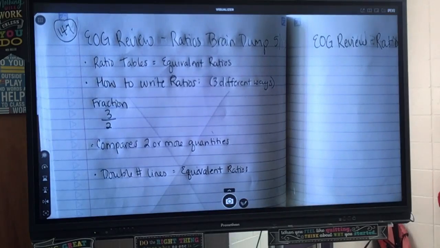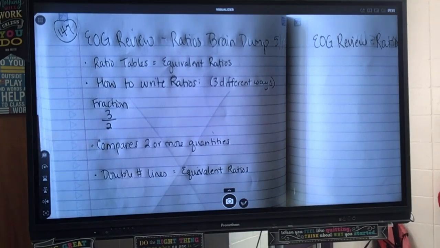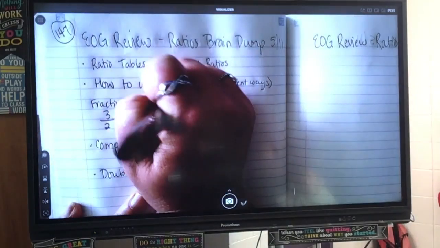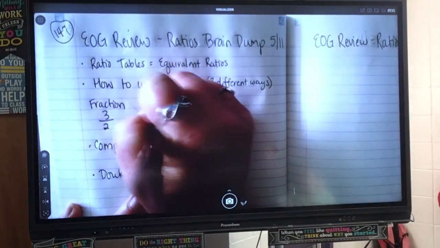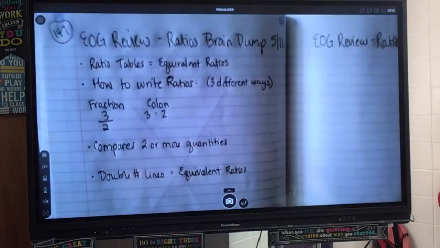Yeah, there are 2 very, very important things that are not on this page that should have been the very first thing you wrote on your page. What are the 3 most important things you need to know about a ratio? The 3 ways to write them. So we have the fraction way. What's one of the other 2 ways? Camden. Okay. What's the other way, Cristiano?